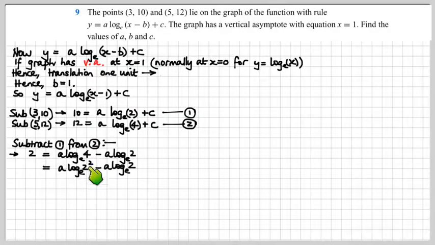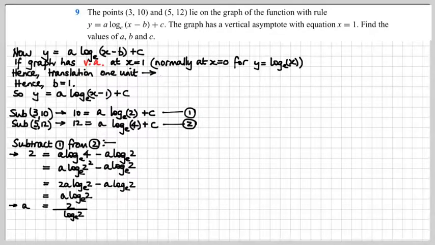That was a nice little trick, wasn't it? So that's basically a log 2 squared minus a log 2 base e, which is, my goodness, 2a log 2 minus a log 2. Yes, I know, it's a good little trick. So therefore, what are we going to get? We're just going to get a log 2. Now remember we're trying to get a, so therefore a is 2 over log of 2 with a base of e. Wasn't that nice?